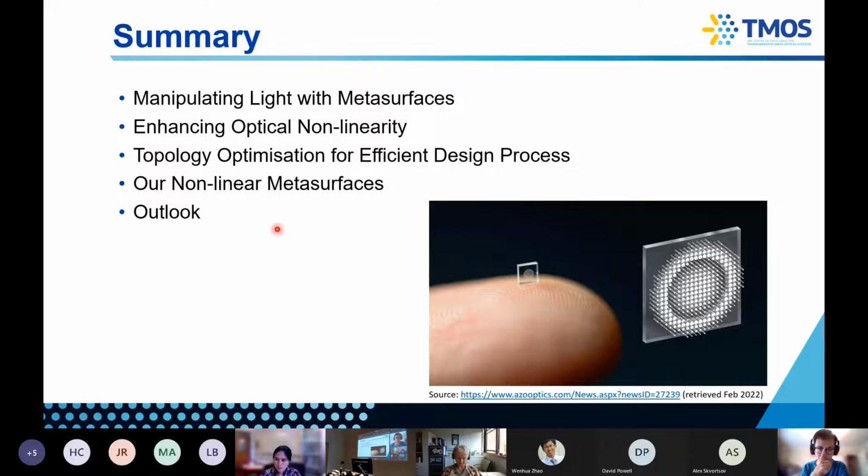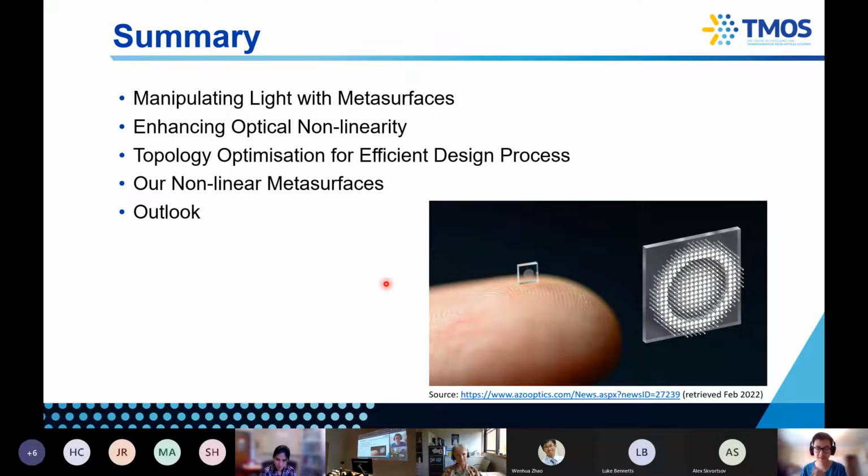So I will go through the brief outline of the talk. We'll start with an introduction to metasurfaces and how they manipulate light. Then enhancing optical nonlinearity, in particular with metasurfaces. Finally, I'll briefly talk about topology optimization and how that has aided a lot of metasurface design in the recent couple years. And then I will show some of the results from this work.